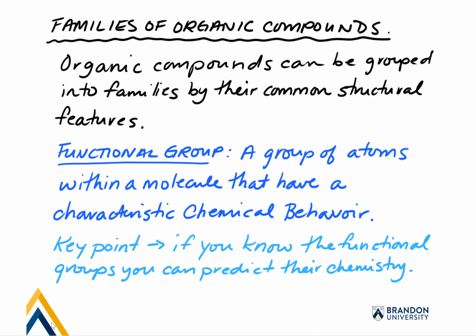Basically, organic compounds are grouped into families based upon common structural features. And what we call a functional group is a collection of atoms within a molecule that have a characteristic chemical behavior. So if you know the functional groups, you can predict their chemistry.